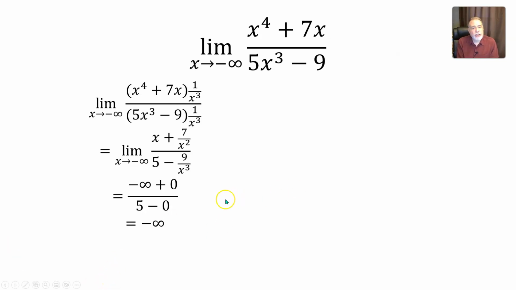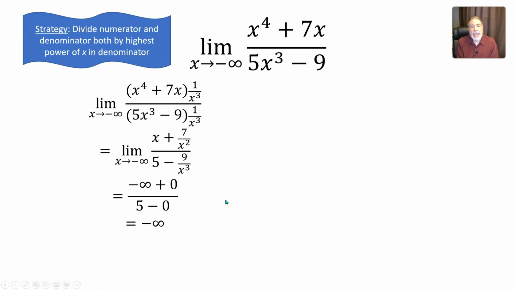Now, the strategy I was using here and in all of these recent examples was to divide the numerator and the denominator both by the highest power of x in the denominator. So here, that highest power of x in the denominator was x cubed. You might wonder, would it have worked to divide the numerator and denominator both by x to the fourth power, the highest power of x in the numerator?